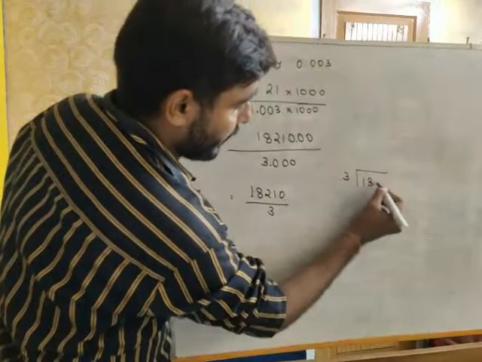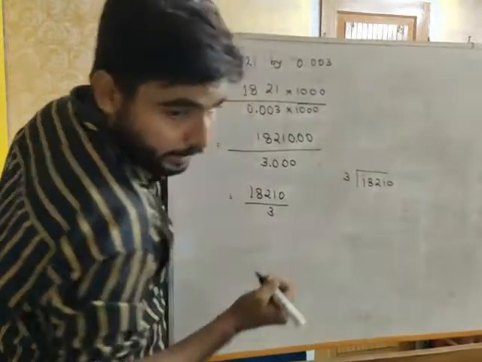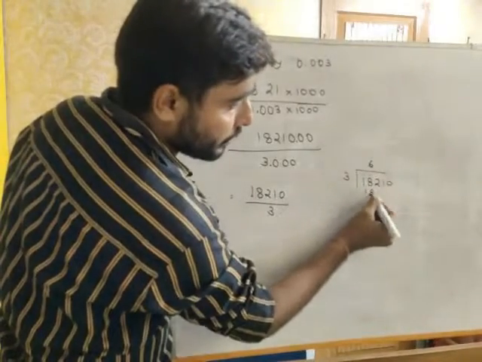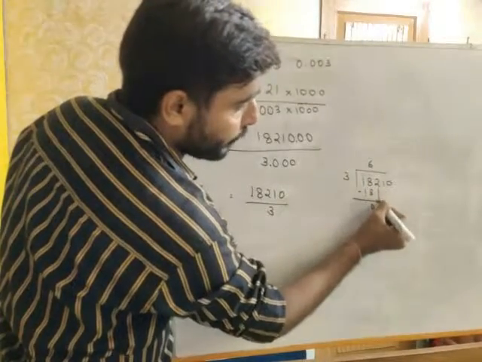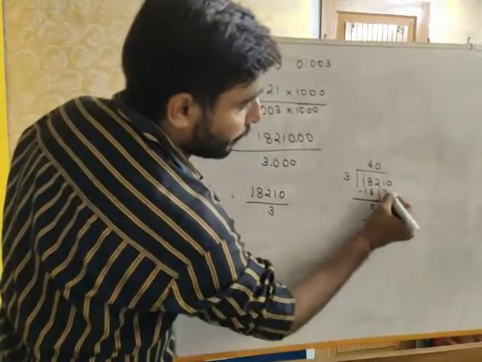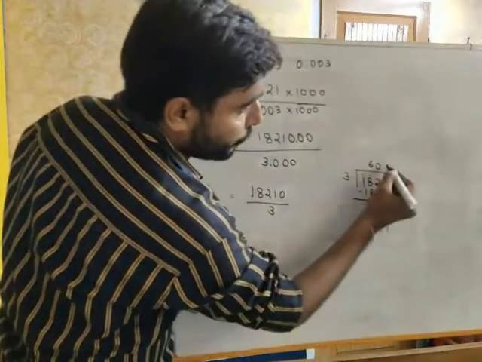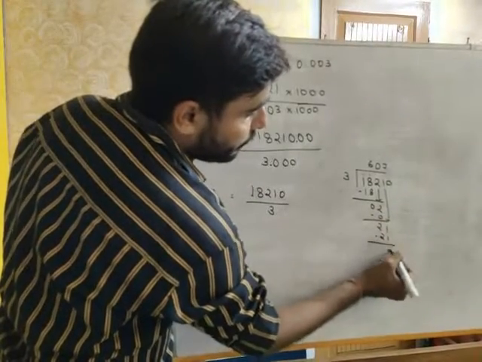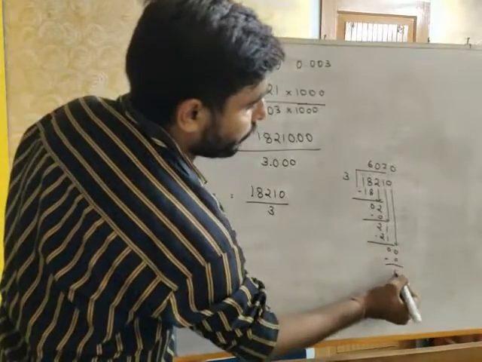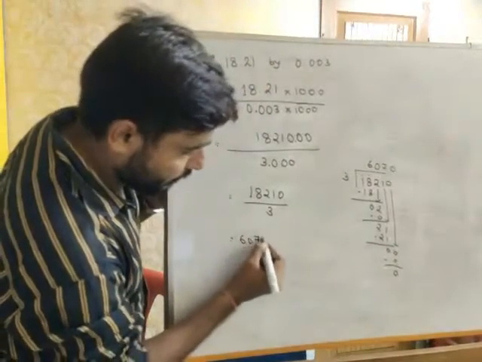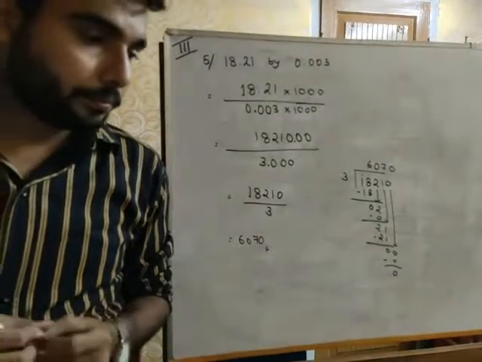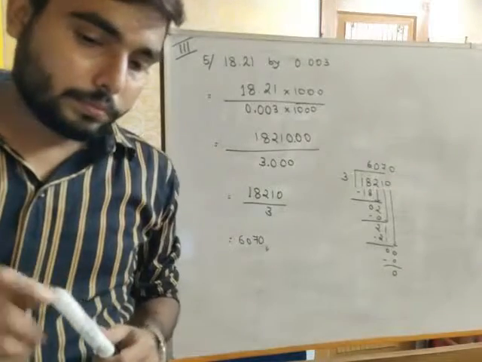So 18210. First I have taken 18 together. 6 times 18, after subtraction 2 will come down, so 3 table, 0 times 0, step complete. Next is 1. 7 times 21, 0, this 0 will come down. 3 0 times 0, our answer is 6070. Is it clear, everyone? I have written it.